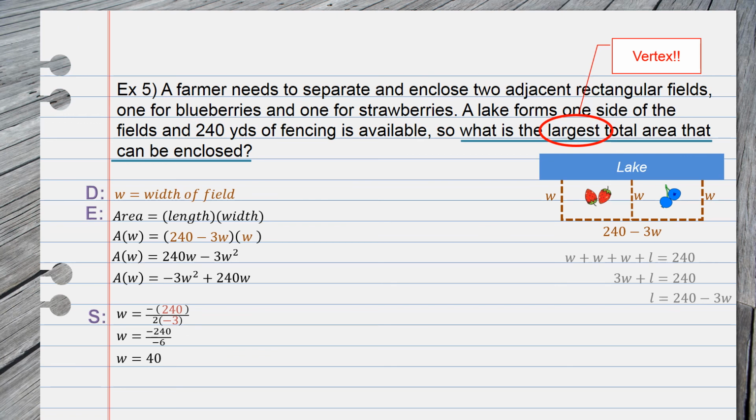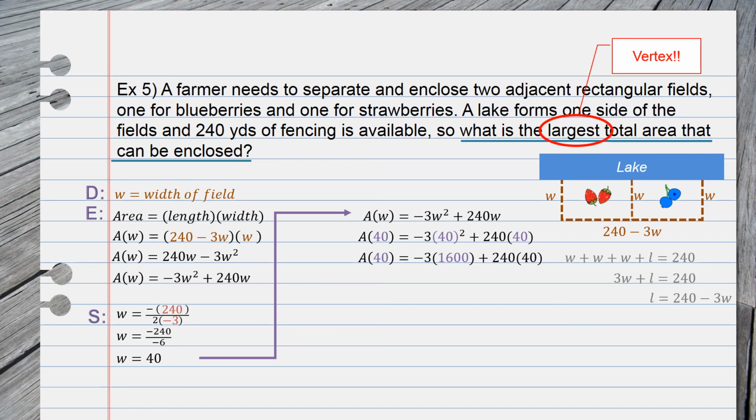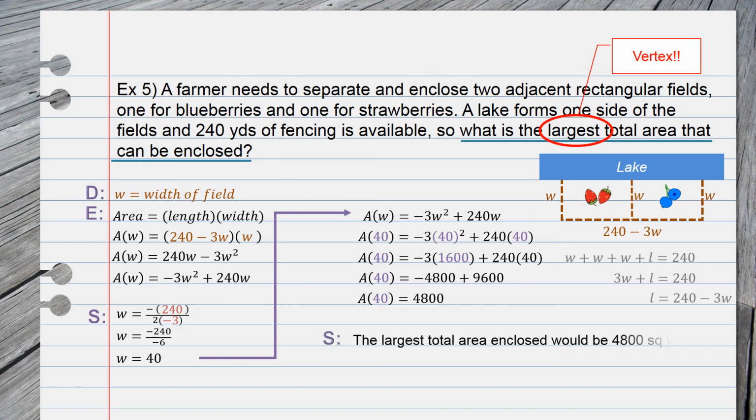Now this doesn't ask for the dimensions, it says what is the largest total area? Well, what does our function represent? Our function represents the area. So our function of negative 3w squared plus 240w tells you the max area. The good news is we now know what w represents. It represents 40. So every time you see w, we plug in a 40. From here we follow GEMS. We do the exponent first, and then we do the multiplication, and in the end we find that the area is 4,800. So since we have answered the question, we're now ready to write our sentence. The largest total area enclosed would be 4,800 square yards.